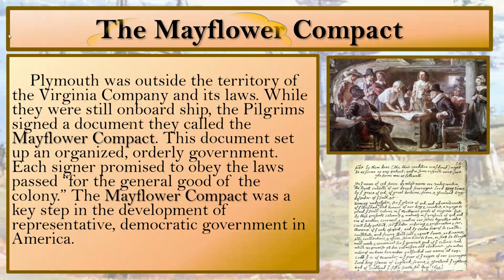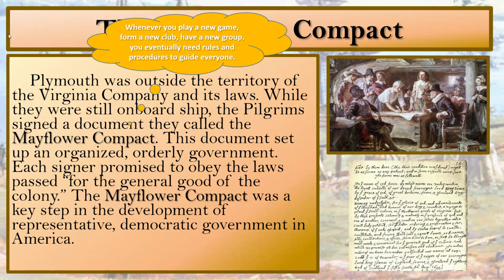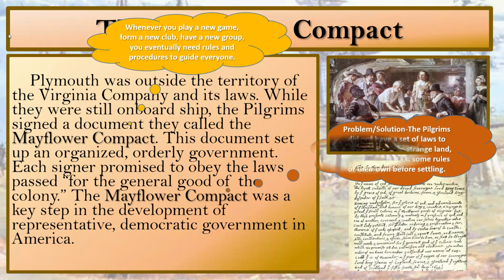Well, we've heard this before, haven't we? Hey, whenever you play a new game, form a new club, have a new group, you eventually need rules and procedures to guide everyone. Now, they were supposed to come to the Americas under the Virginia Charter with the Virginia Company. They don't land in Virginia. So even before they leave the ship, they come up with the Mayflower Compact. They come up with a way to govern themselves.